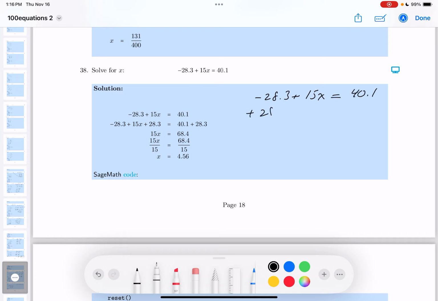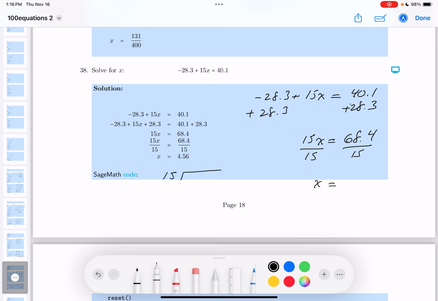I would add 28.3 to both sides. You would get 15x equals 68.4. And then what do you do? You divide both sides by the variable's numerical coefficient, which would be 15, and you get x equals... It looks really inappropriate, a decimal divided by a whole number. So I'm just going to try to get a decimal out of it. And let me put this down for you.